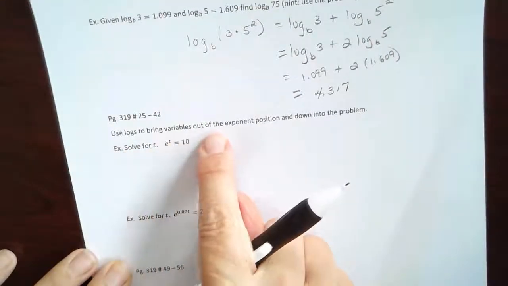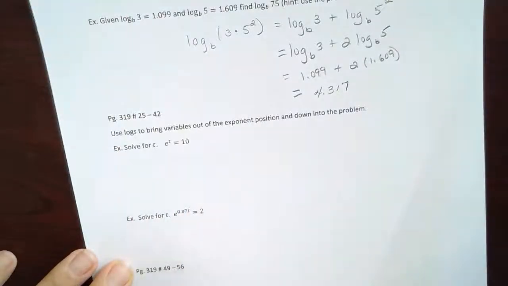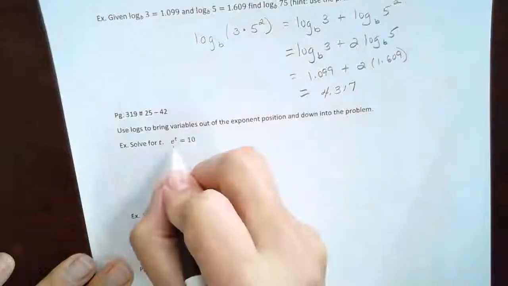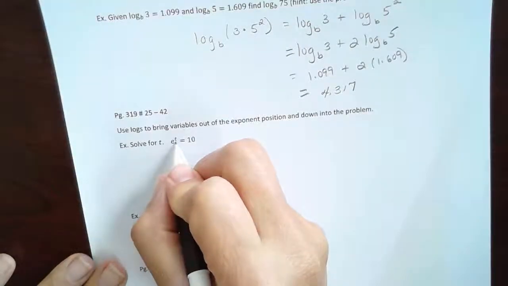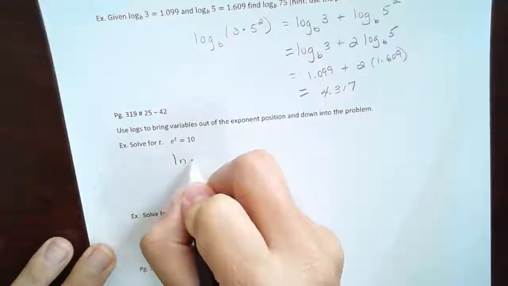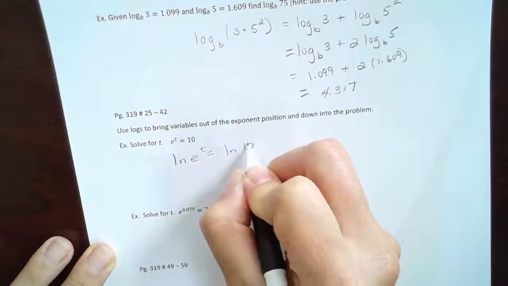Okay. It says use logs to bring variables out of the exponent position and down into the problem. If you have an e, when you do these problems, you're best off to use natural log unless you have a common log situation. So since the t is in the exponent position and I want to get to it, I'm going to take the natural log of both sides. So natural log of e to the t power is going to be equal to the natural log of 10.